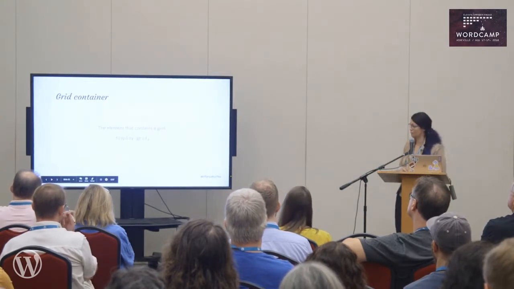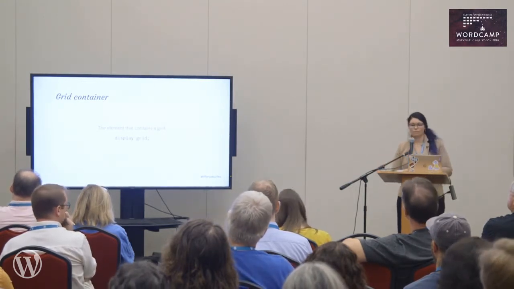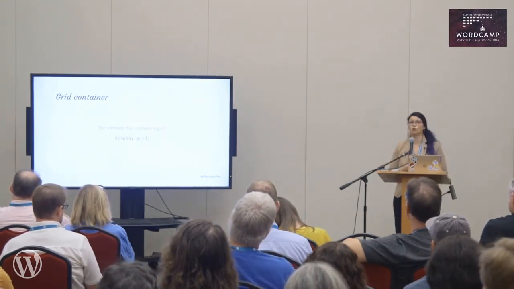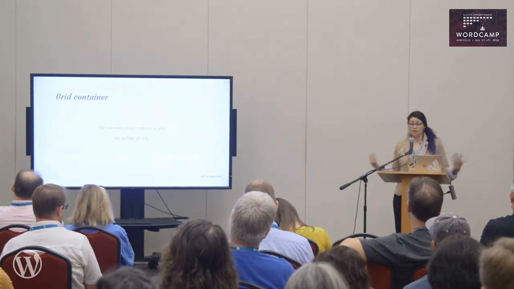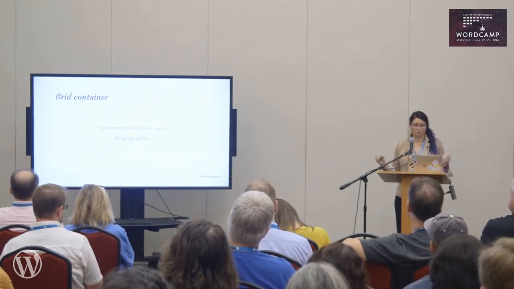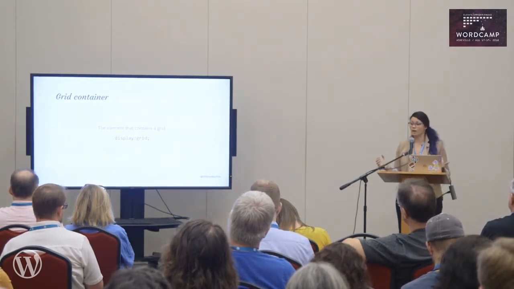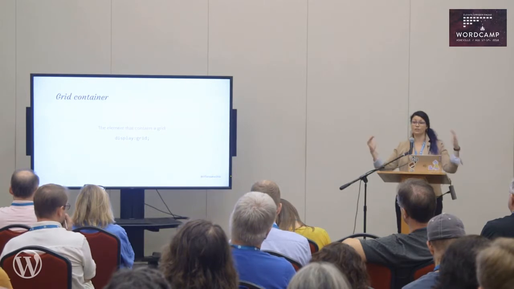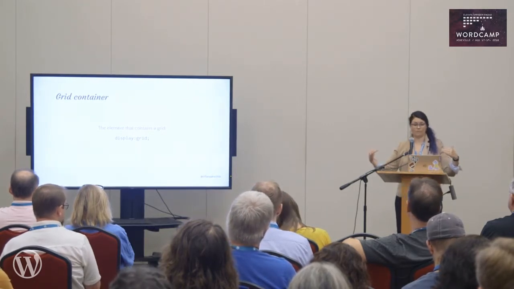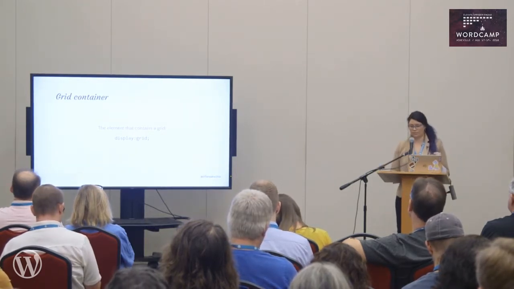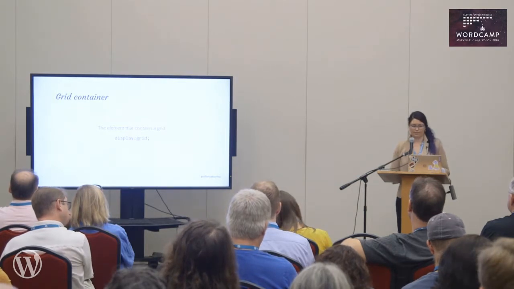So I want to talk through a few definitions, and things that you need to know so you can talk about Grid intelligently. So the first one is a Grid container. This is just the element that contains the Grid. If you were laying out an entire page on a Grid, this would be your page wrapper. This would be everything. I do not recommend you ever put it on the body tag, however.